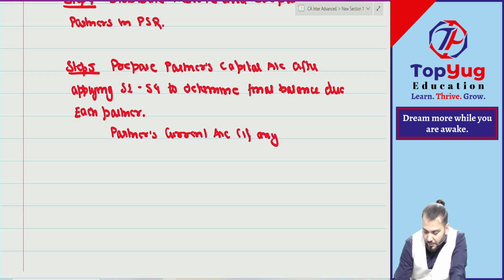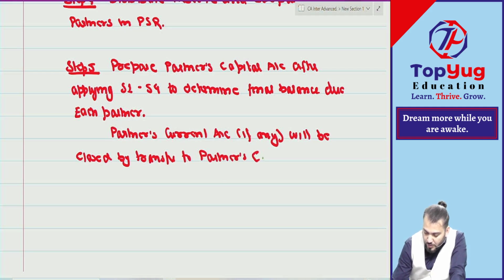If any, will be closed by transfer to what? To partners' capital account. Understood?